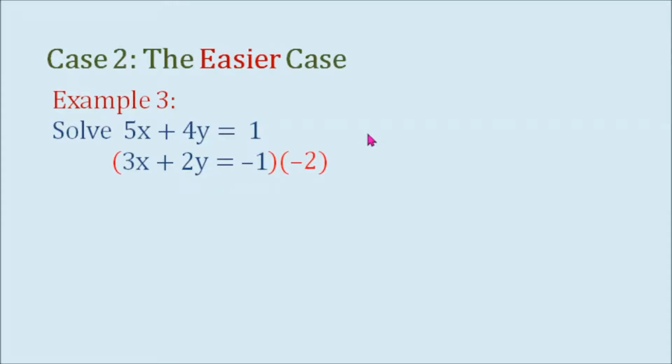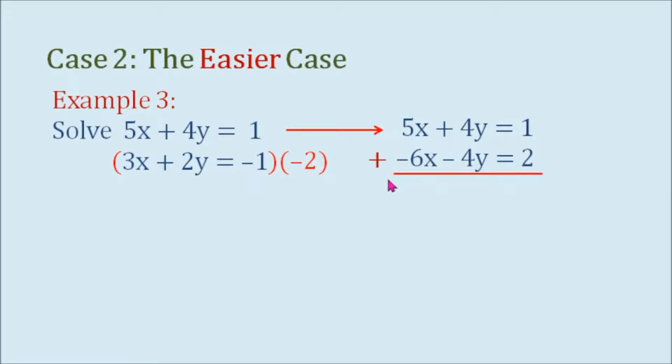So our first equation will be the same. 5x plus 4y equals 1. Negative 2 times 3x is negative 6x. Negative 2 times 2y is negative 4y. Negative 2 times negative 1 is 2. Now, we are going to add the two equations. 5x plus a negative 6x equals negative x. 1 plus 2 is 3. Dividing both sides by negative 1, x equals negative 3.